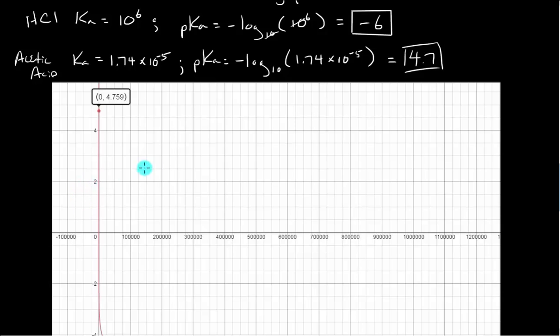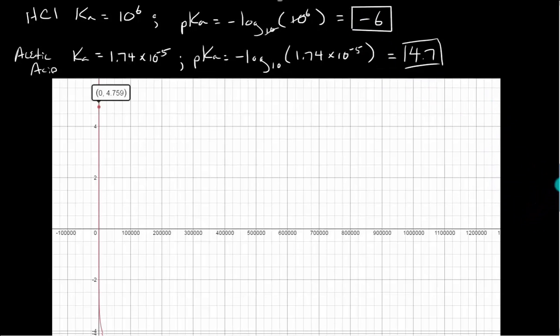Okay, so one thing I want to do is really emphasize the difference between Ka and pKa. The main reason that we don't always talk about Ka in terms of acidity versus pKa is that there is a huge difference in size. So let's take a look at these pKa's that we calculated and try to graph them.